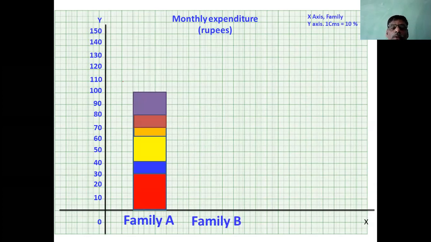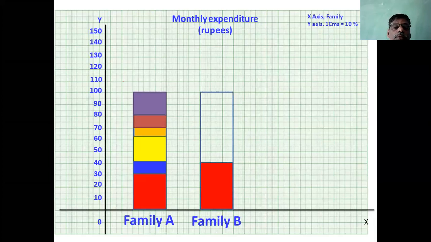Family B, 100% up to 100 units. This is the 100. Up to this level, you draw the bar and start to fill the values. First part, first value 280, that means 40%. Next is 50% nearly, 60 and something percent. Then next is 80. Then 84, then 100. Like this, you fill the graph and show the index.